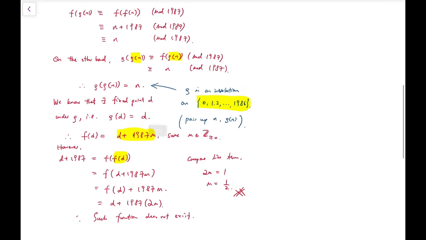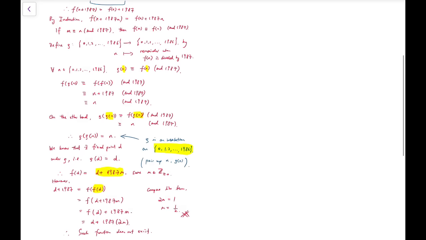Now before we stop, you may notice that the key to this question is just that 1987 is odd. So in fact, we can even generalize this problem by replacing the number 1987 by any odd number. I'm going to leave you one question to think about: what happens when 1987 is replaced by an even number? We know that such a function must exist, because if this number is n, then f of x equals x plus n over 2 must be a solution. Now the question is, how many such functions are there?